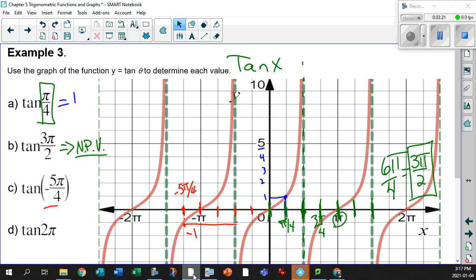Okay, the next one is at 2 pi. Anything happening at 2 pi? Yeah, it's definitely 0. Okay, so we know that this one's -1. 2 pi is definitely 0. That's how it works. Pretty simple, eh?